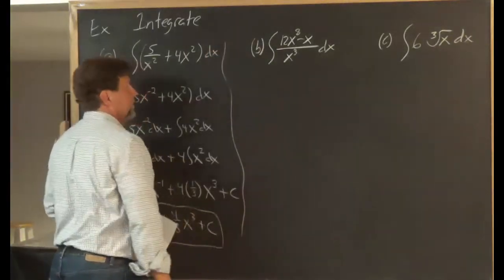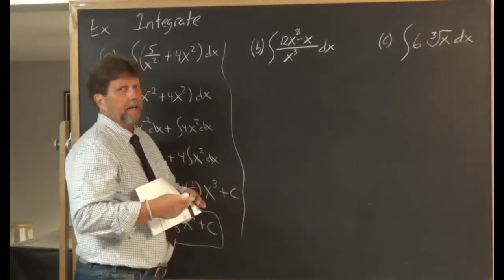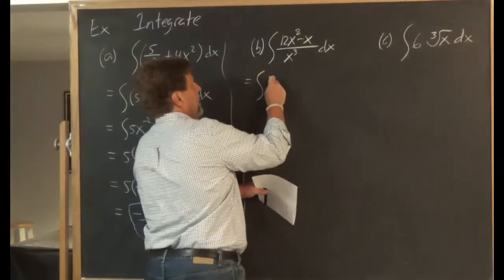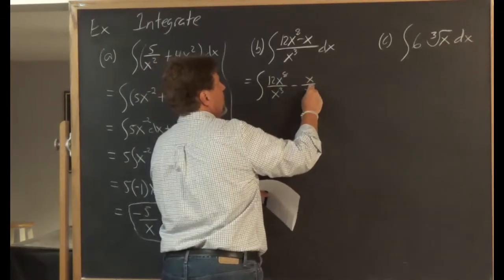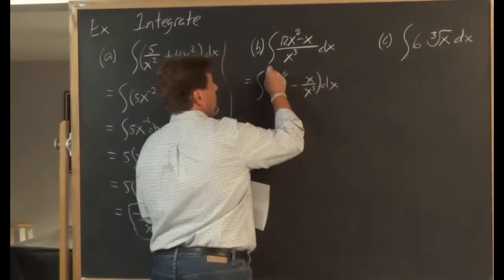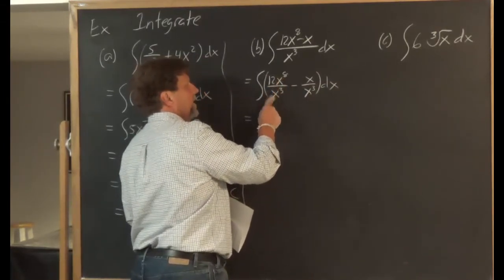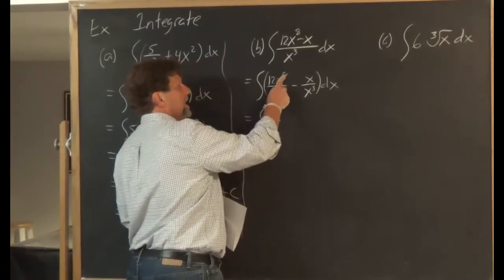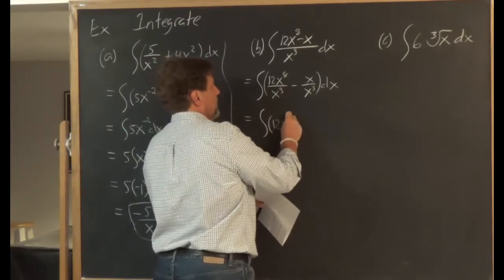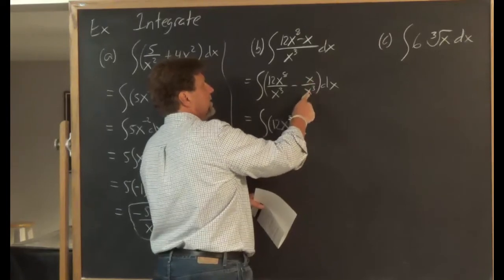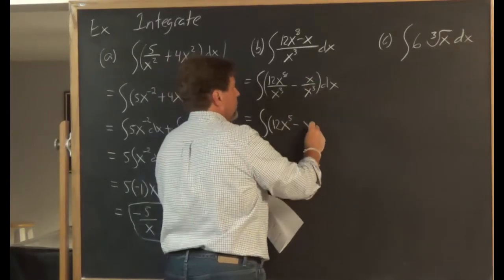All right, part B. Well, hey, my integrand, I could rewrite as 12x to the 8th over x cubed minus x over x cubed. That looks like a good place to start, because now I can simplify 12x to the 8th divided by x cubed. When the bases are the same and you're dividing, subtract the exponents. So that gives me 12x to the 5th. Here, the bases are the same, we're dividing, we subtract the exponents. So 1 minus 3 is negative 2.